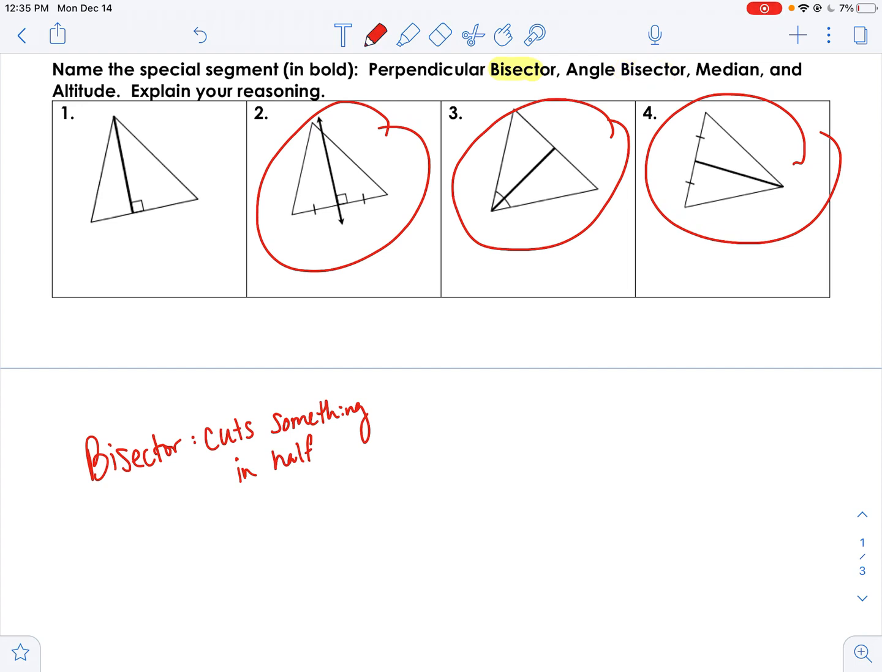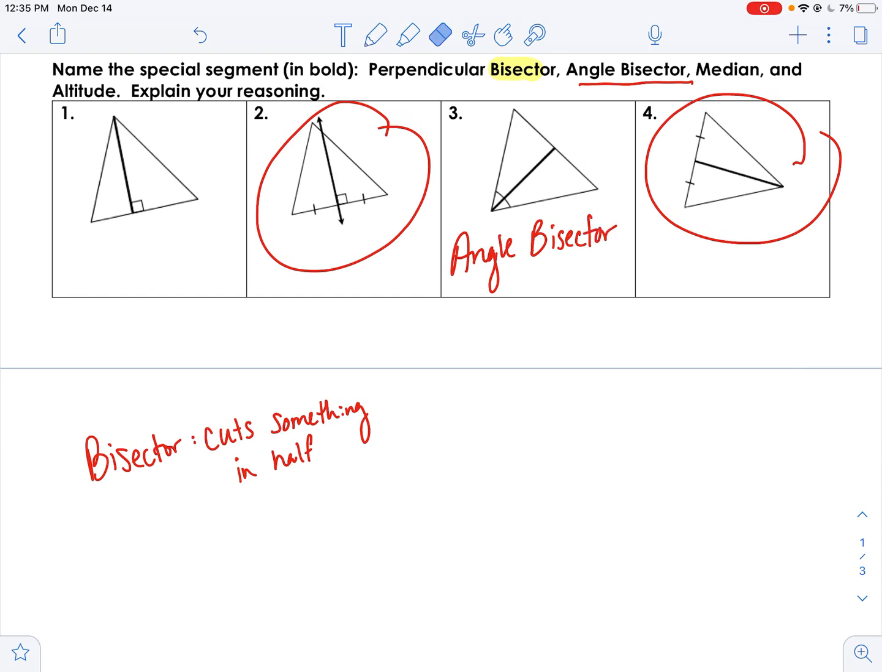So angle bisector means it's cutting an angle in half. And which one of those three is cutting an angle in half? Well, that's number 3, because you can look here at that angle that is marked. It's being cut in half. So that's how you classify those.